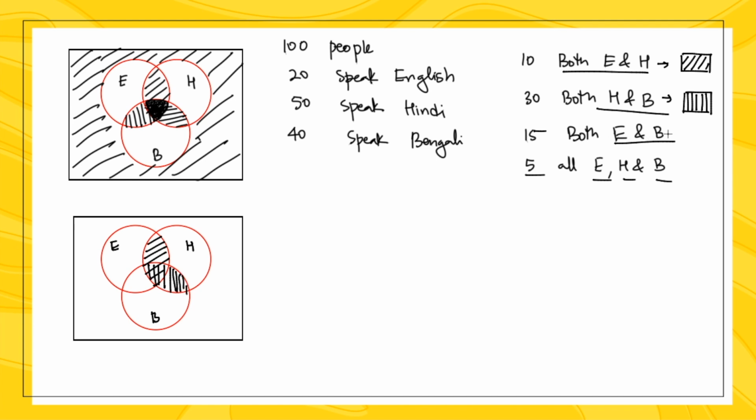And 15 can speak both English and Bengali. For that I have used horizontal shading. This is represented in the Venn diagram like this, and all three is of course represented by this central region.